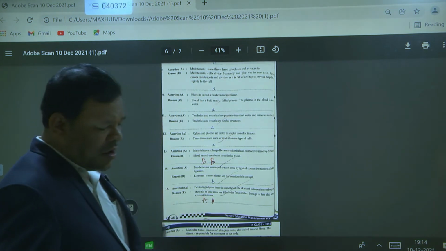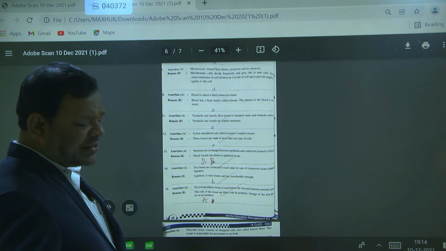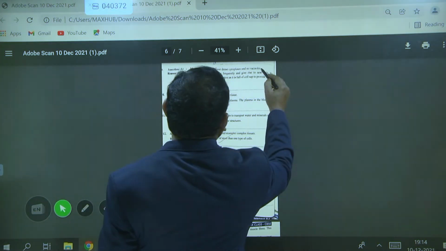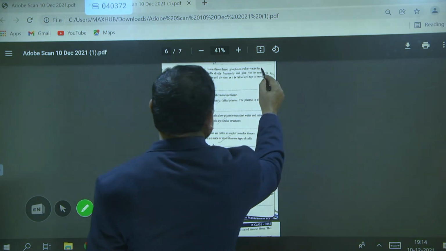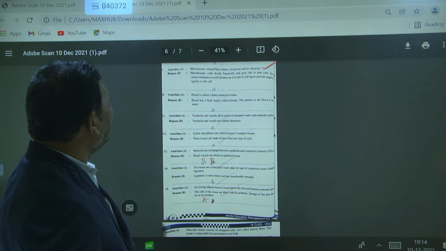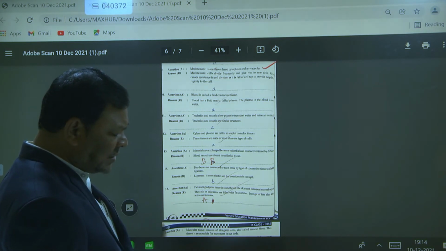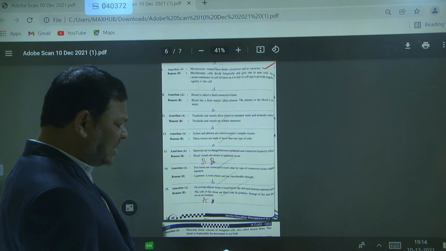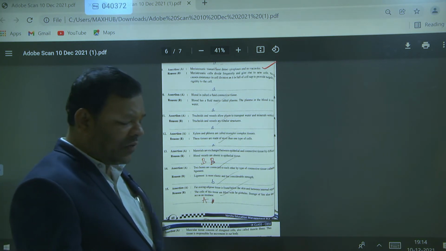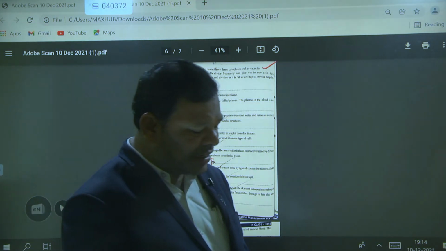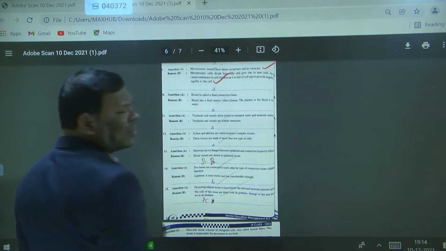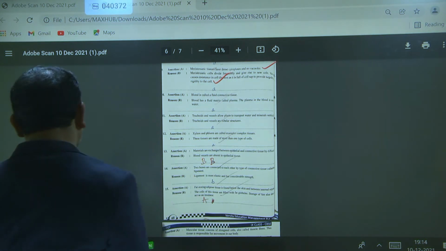Next question. Meristematic tissue has dense cytoplasm and no vacuoles. So this is correct. Meristematic cells divide frequently and give rise to new cells. Vacuoles cause resistance in cell division, as they are full of cell sap providing turgidity and rigidity to the cell. So this is also correct.